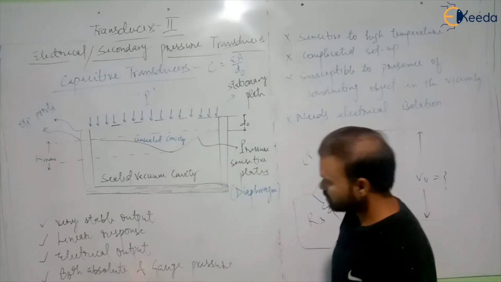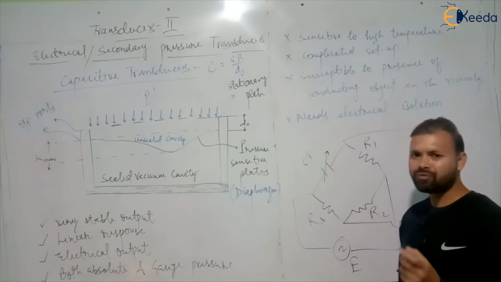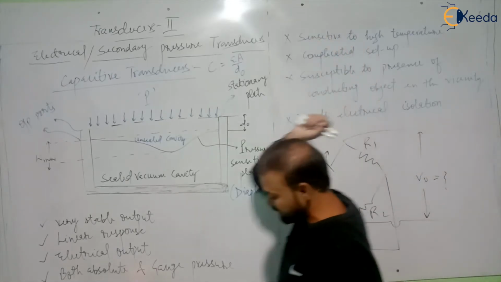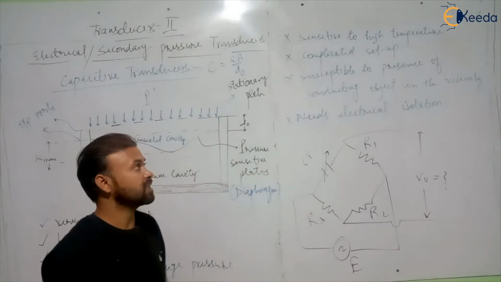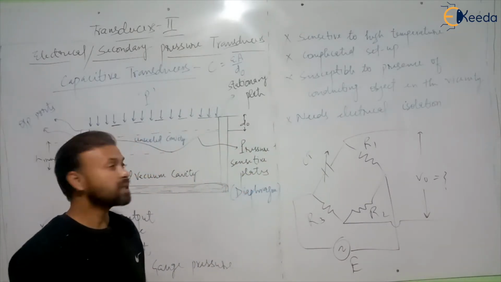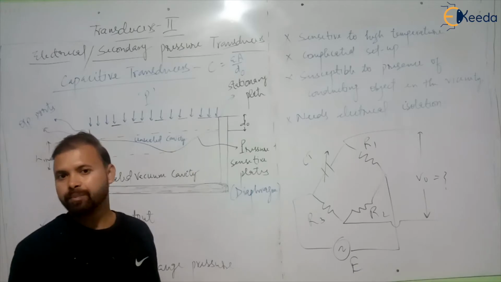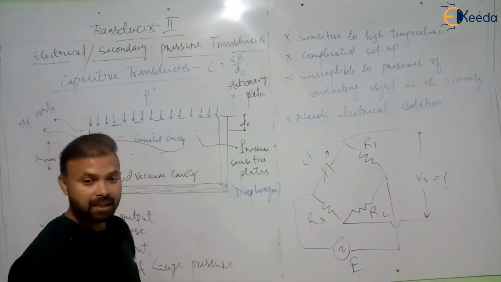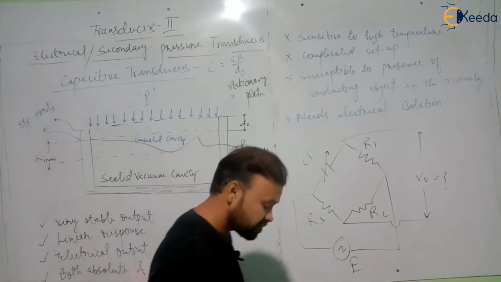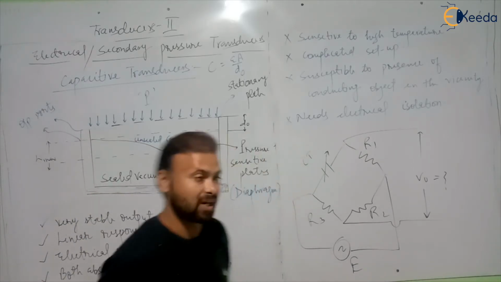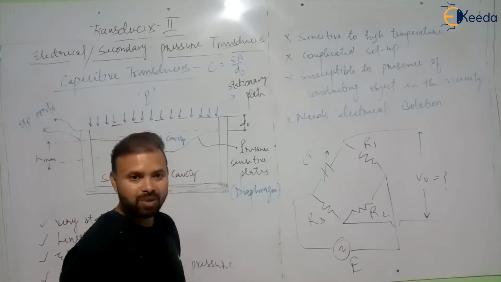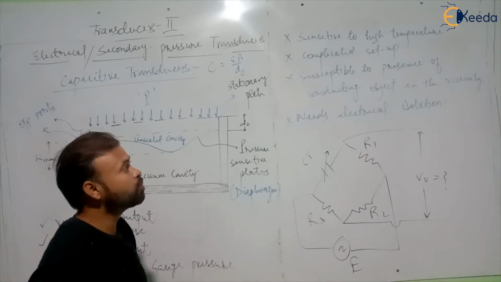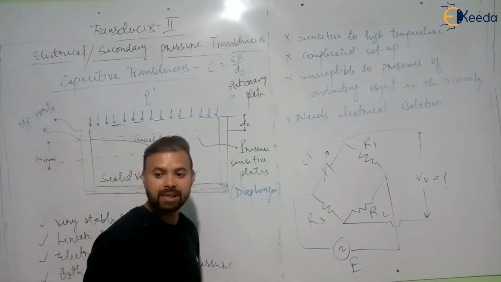Okay, there are some disadvantages of capacitive transducers. What are those? It is sensitive to temperature variation. If the change in temperature is very high, then the output of this transducer will be affected. Also, the setup is complicated, and it is susceptible to the presence of conducting objects in the vicinity.